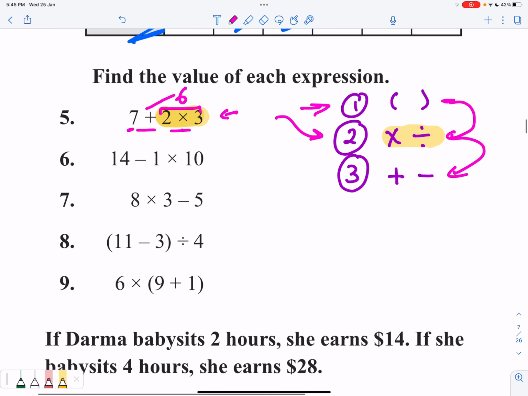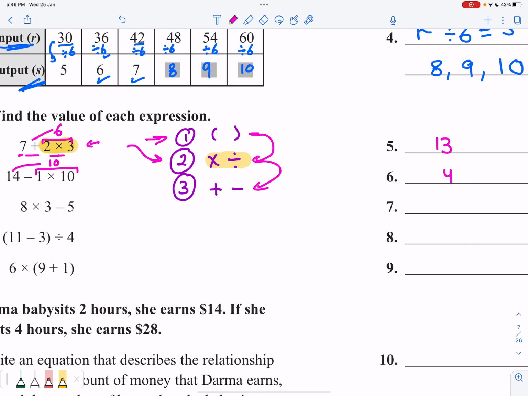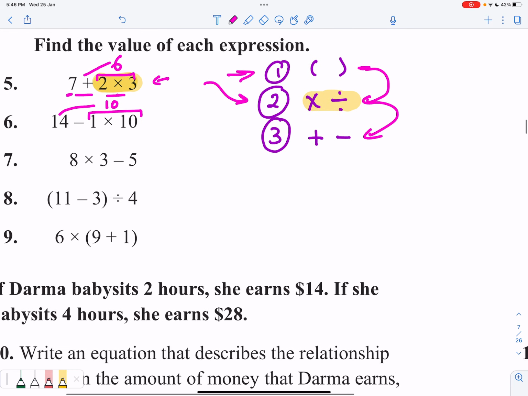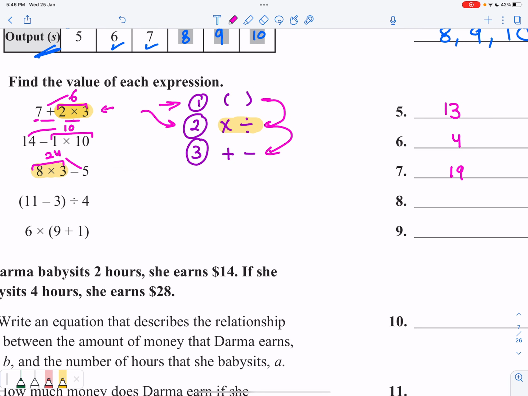Then here we have this one. We have subtracting and multiplying. So we always start, of course, with multiplying. I need to multiply 1 times 10, that equals 10. Then we subtract. So 14 minus 10 equals what? That equals 4. Then I have 8 times 3 minus 5. So we need to do the multiplying first. 8 multiplied by 3 equals 24. Then we subtract. So 24 minus 5 equals 19.